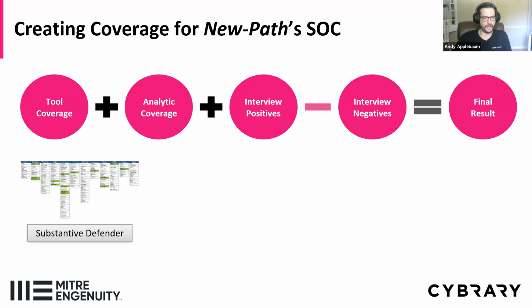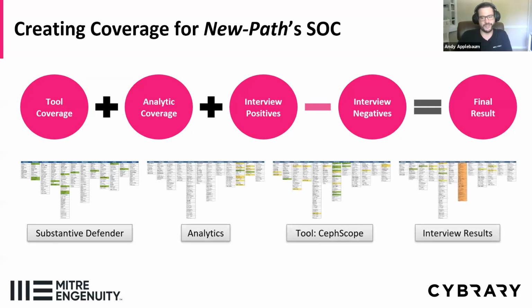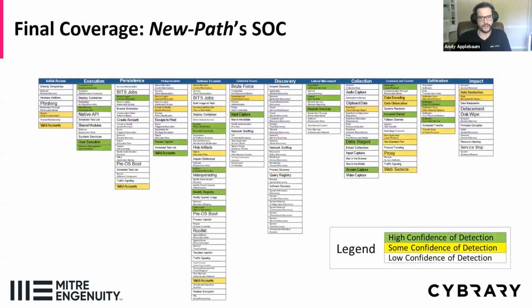Now, going to the next step, we want to create overall coverage for the SOC. To do that, we're just going to combine everything. Here, again, it's going to be way too small to read. We're going to take that heat map for Substantive Defender, add in the results from looking at their analytics, add in the results from this other tool they're running, and then bring in the interview results. When you bring all that together, you get this as the final coverage heat map for New Path.